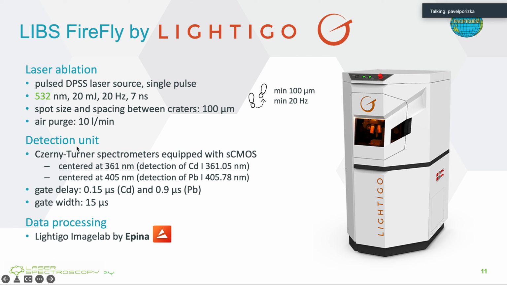We are having different spectrometers, or actually we are just centering this Czerny-Turner spectrometer either on the cadmium or lead spectral line, and there are some experimental details. Then we are processing everything in the LITIGO Image Lab, which is powered by Epina, and you will see some nice pictures from this.